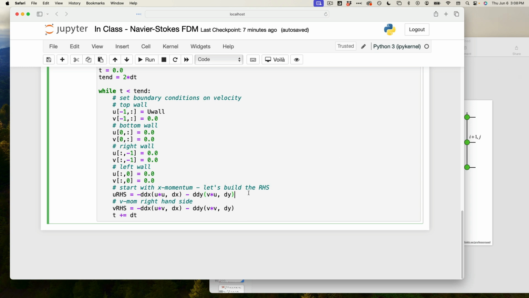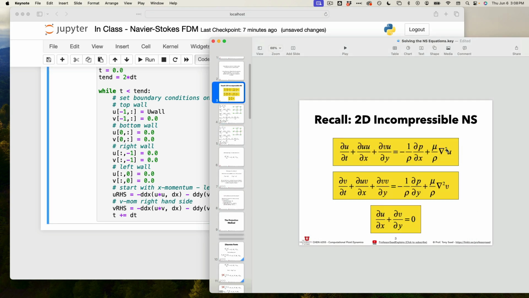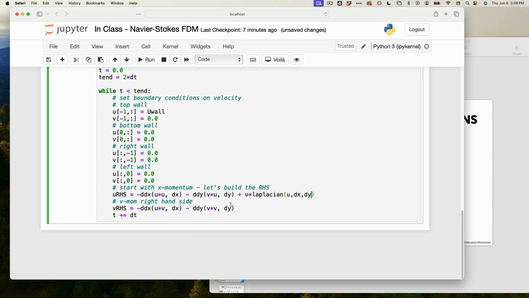So now for the x momentum, I just need plus nu times Laplacian of u with dx dy, right? Because that is going to be this term, nu times del squared u, correct? And for the y momentum, plus nu times Laplacian of v, dx dy. Oops, dx dy.